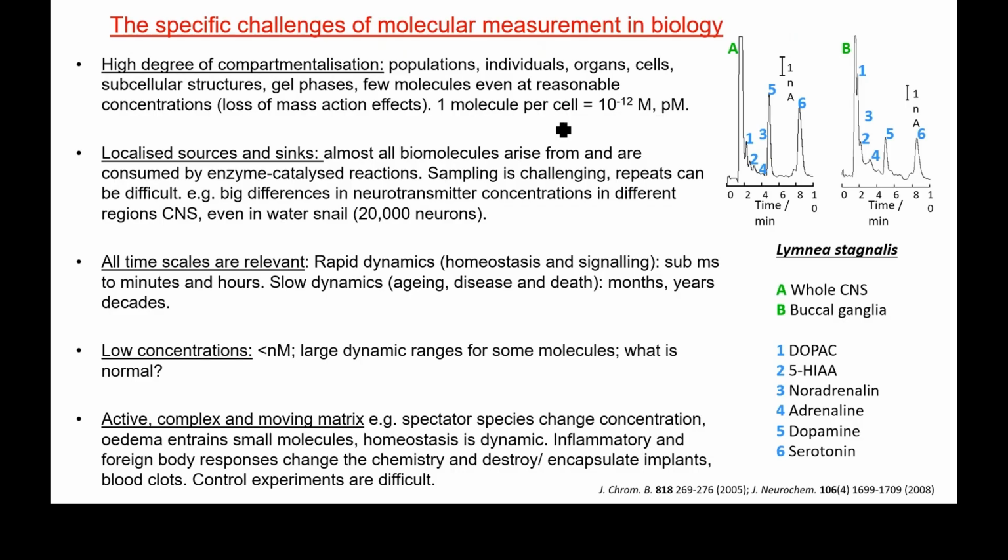So here, 1 molecule per mammalian cell is picomolar concentration. And we know that we can't really think about concentrations in a mass action way without really having thousands or ideally hundreds of thousands of molecules in order to be able to do this. So this is a big problem that I'm not even sure I'm going to address at all, but we need to keep it in our mind.